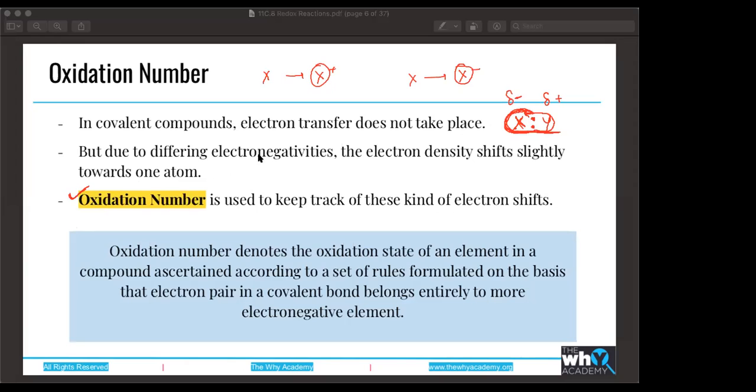So oxidation number gives you two bits of information. One is whether the electron density is shifting towards or away from the atom, and second is how many electrons the particular atom is losing or gaining. Or, losing or gaining is the wrong word to use here. It is how many electrons are getting shifted away or towards it.